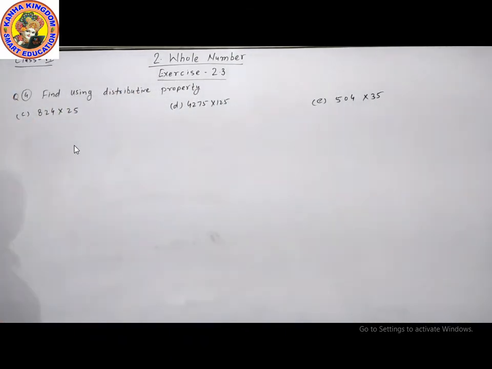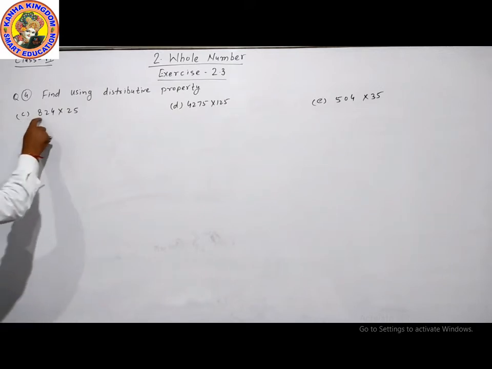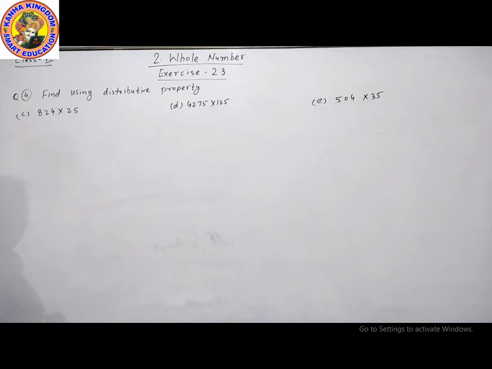Now our next question is question number 4. Find using distributive property. Question number C, 824 into 25. In distributive property, we will break any number in terms of addition for making zeros.